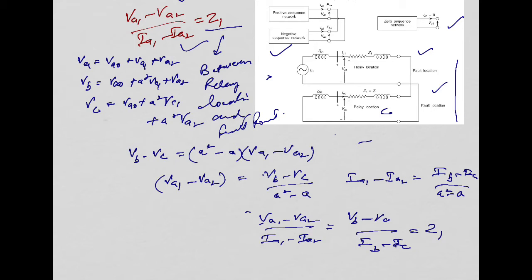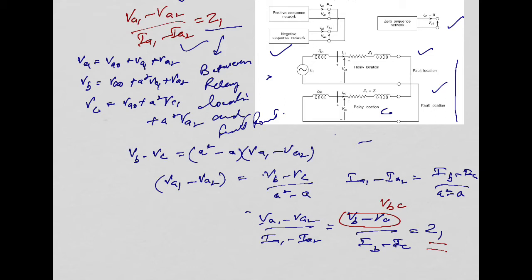Now from this, what do we observe? We observe that a distance measuring unit with the voltage of VB minus VC, that is VBC, and the current of IB minus IC will measure the positive sequence impedance up to the fault point, Z1, in case of phase B to C faults, because we are considering B to C faults.